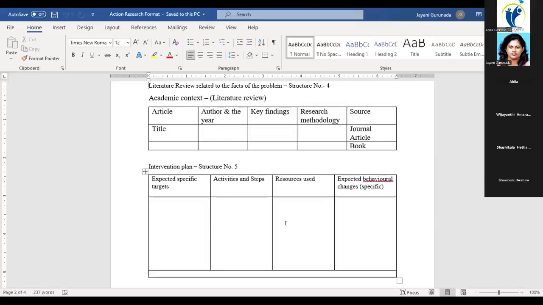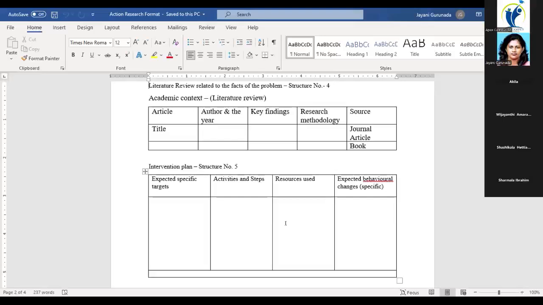So I think first of all, it's better to have a pre-test, right? The first thing is the pre-test. Pre-test means before doing anything, you check their current knowledge. In the intervention plan, the first one is conducting the pre-test. Then you can have some activities, some pronunciation, a poem, a song, whatever it is, the resources, and expected behavioral change like that. So you can plan from there.